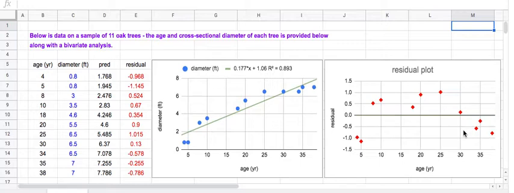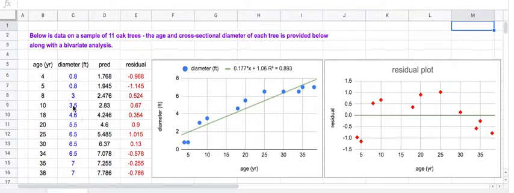Wanted to talk to you about this thing called residual plots and what they are and how we're going to use them. This will hopefully help you with part of assignment 9 that you're going to work on today. So what I have is a little situation here. Below is data on a sample of 11 oak trees. The age and cross-sectional diameter of each tree is provided below.